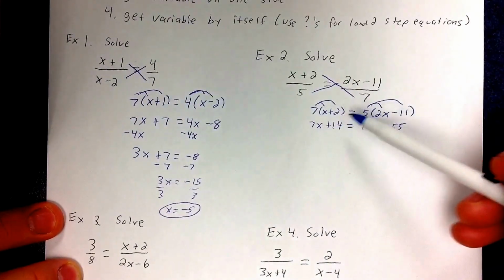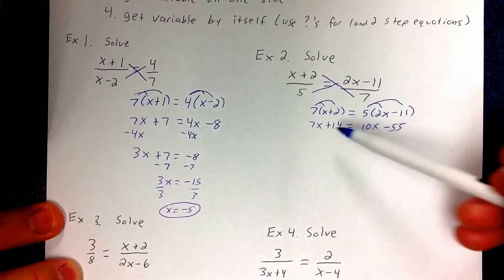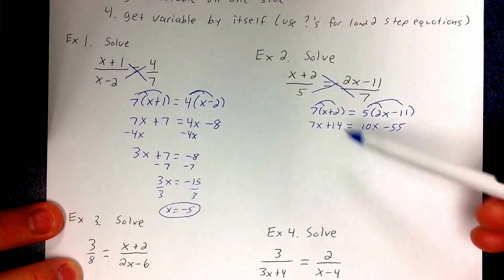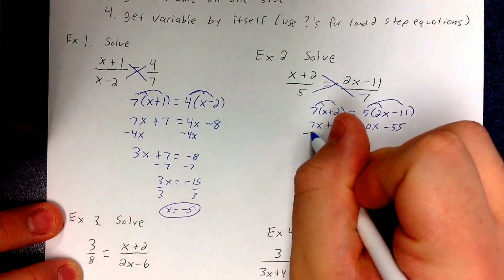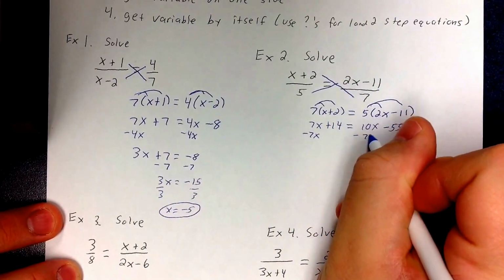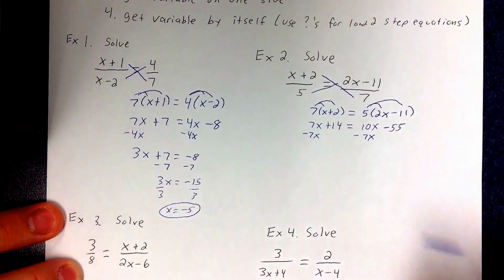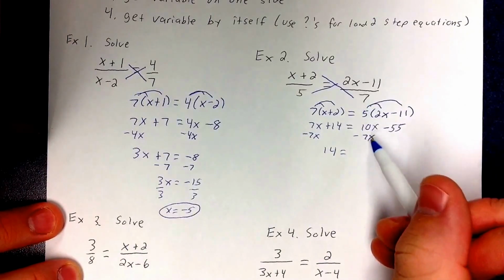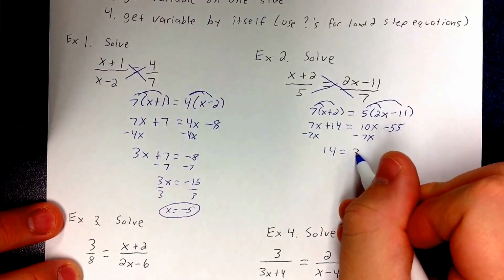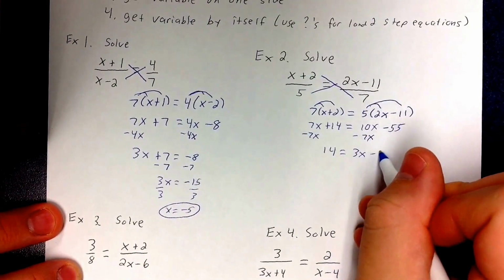So now I look for like terms, which there are none on each side of the equal sign. So I look for the smaller variable, which is the 7x. Since it's positive, I would subtract 7x from both sides. Bring down the 14 equals 10x minus 7x is 3x. Bring down the negative 55.